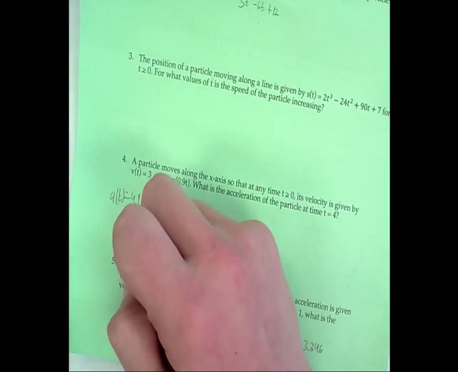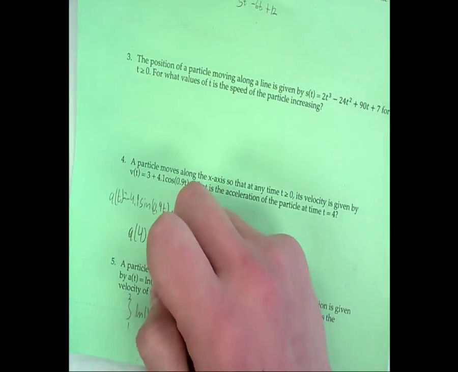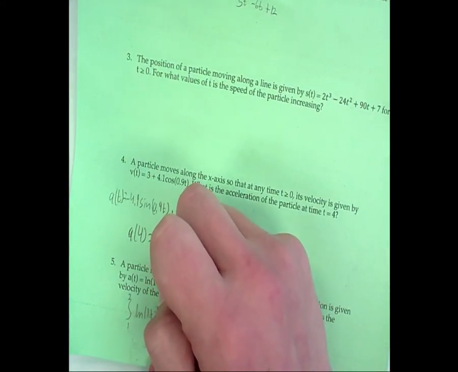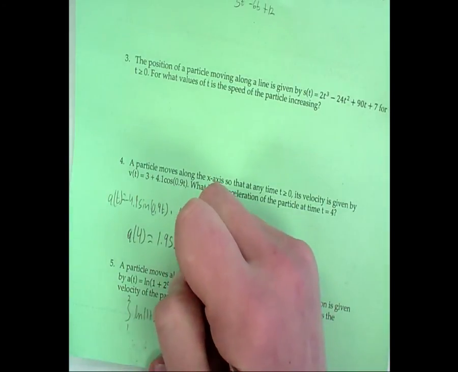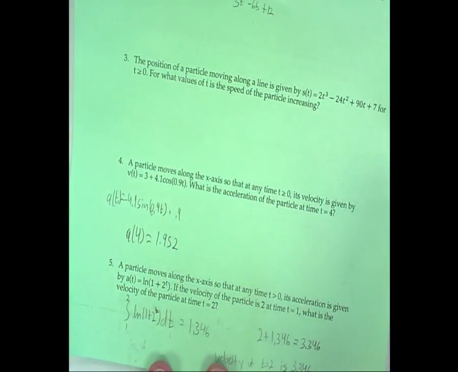A of 4 is equal to 1.952. They don't give you any units, do they? Nope. Okay, fine and dandy.